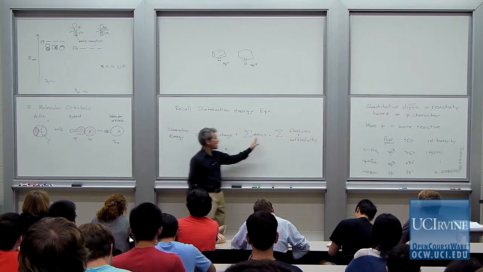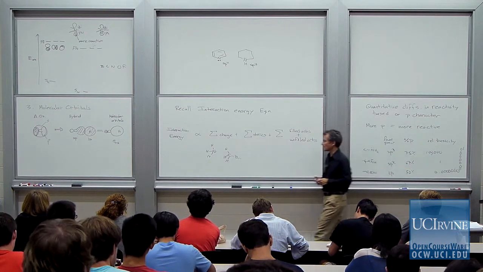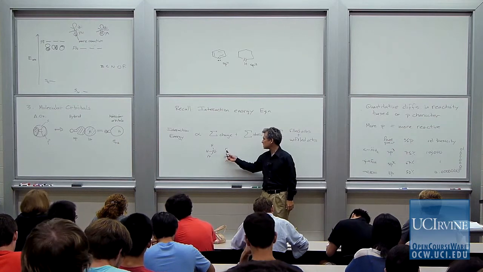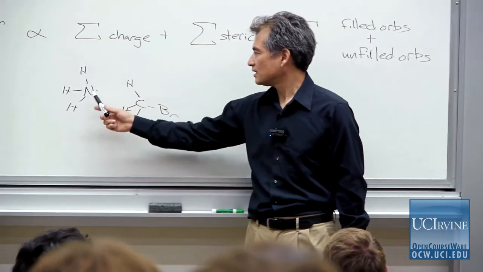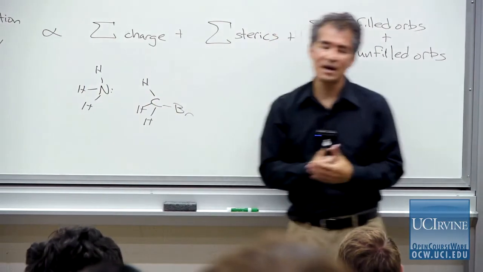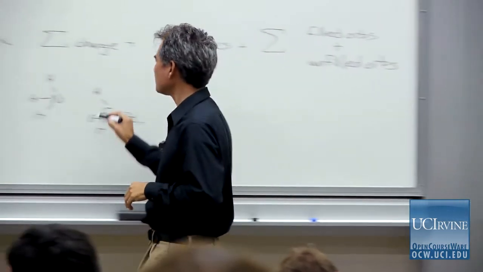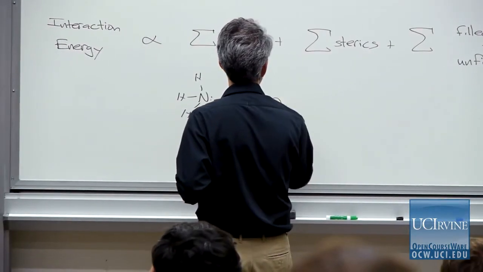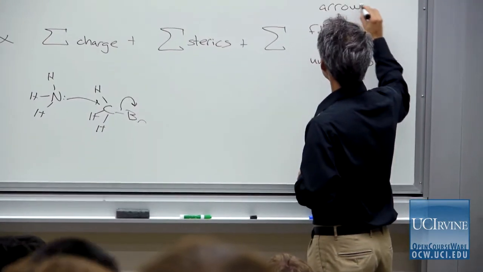We have to think about the non-bonding interactions, the steric interactions that don't form bonds. The bumping of this H into that H, the bumping of this nitrogen into that H. In addition to thinking about the formation of a new bond, we have to think about all those bumping interactions that aren't good. And we add all of them together as these get closer and closer together. And then finally, this is our arrow pushing.